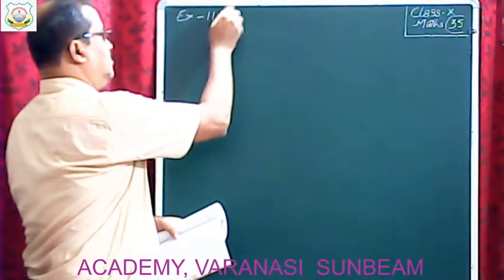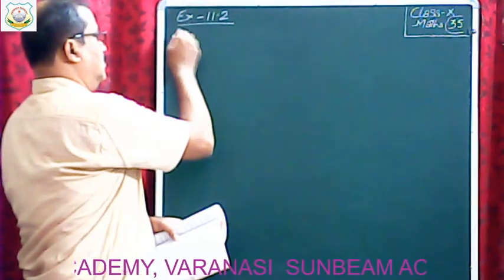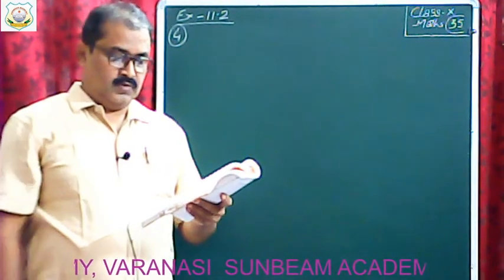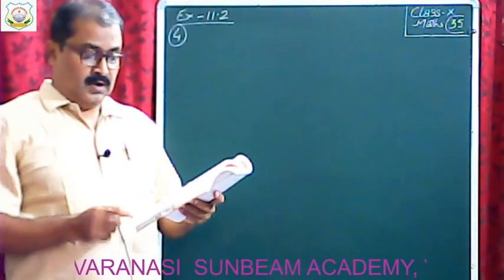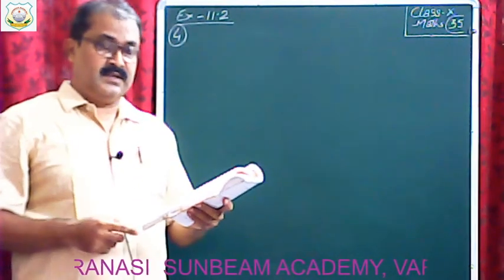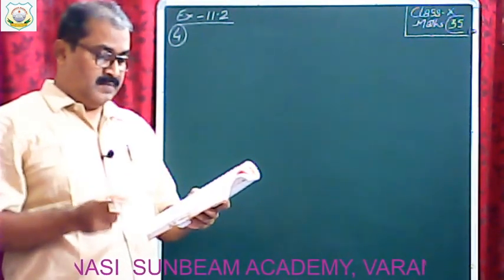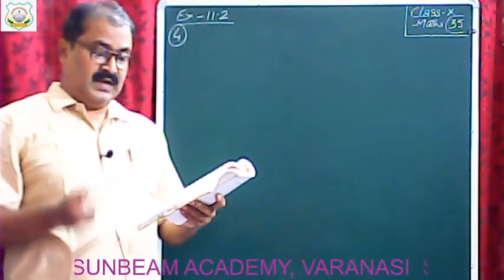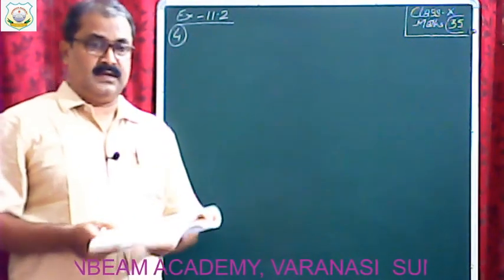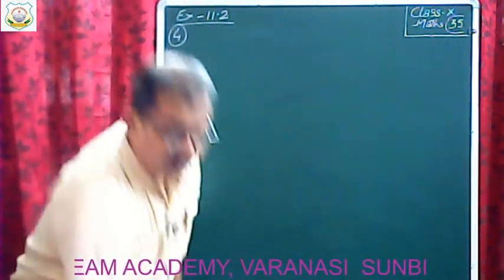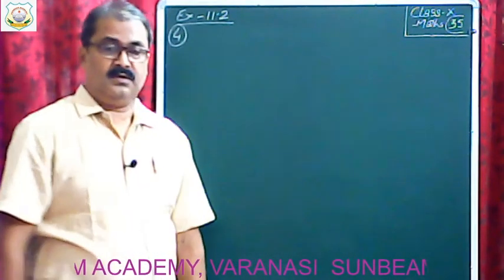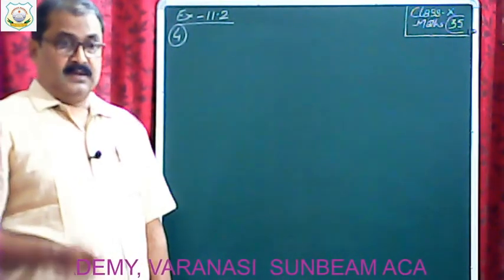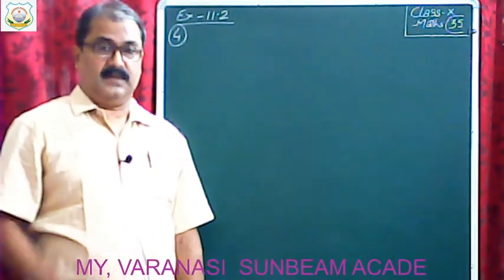Exercise 11.2, question number 4. Draw a pair of tangents to a circle of radius 5 cm which are inclined to each other at an angle of 60 degree. Means we have to draw a pair of tangents from an external point to a circle of radius 5 cm. Tangents are inclined to each other at an angle of 60 degree.